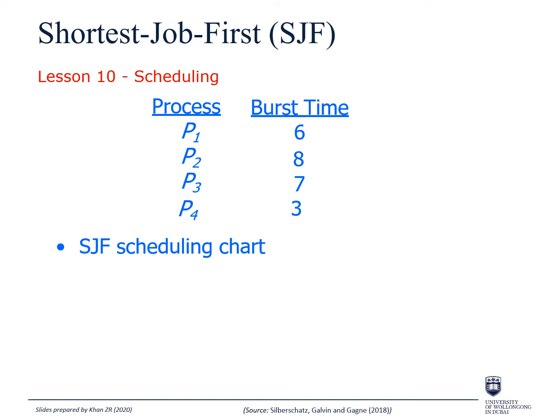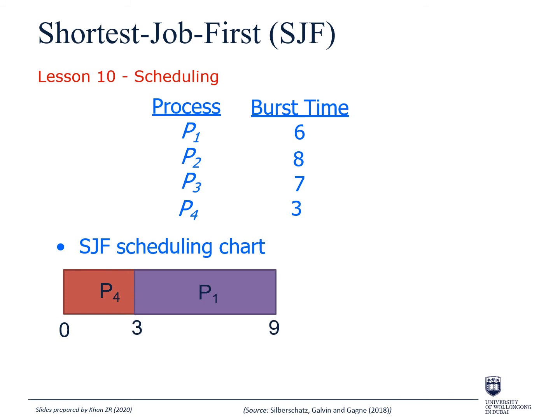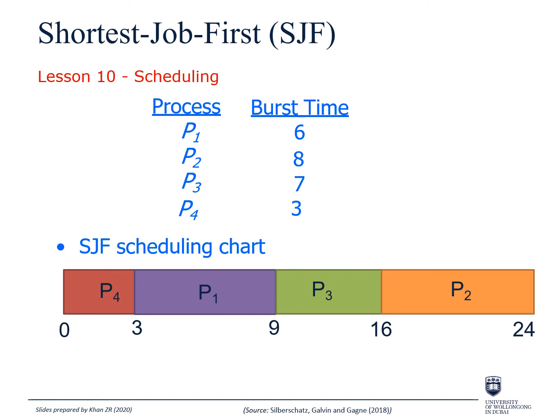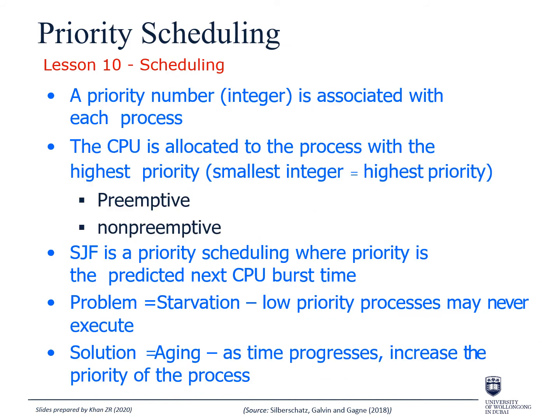So when we look at the scheduling chart, P4 will start first, naturally, because that's the shortest, with 3. Then P1 with 6. Then P3 with 7. Then P2 with 8. So the average waiting time here then becomes 3 plus 16 plus 9 plus 0, which is 28, divided by 4, which is 7.